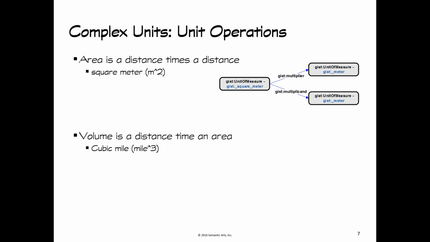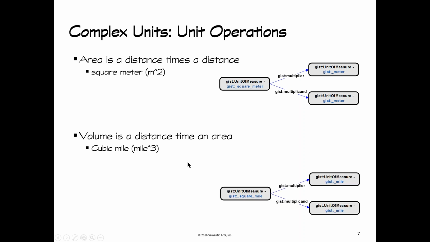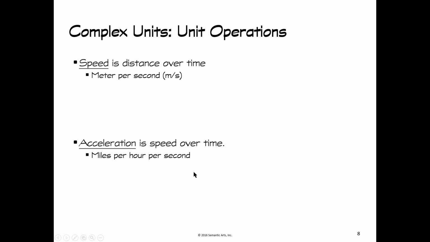Now volume is a distance times an area, so you can build things up piece by piece. So here's the thing we just saw, square mile instead of square meter, but it's the same format, so it's multiplier and multiplicand, each is a mile. And then we say, oh well, volume, we've taken a square mile and we're going to multiply that times a mile, so now we get a cubic mile. So we can build up these units bit by bit using the GIST building blocks.